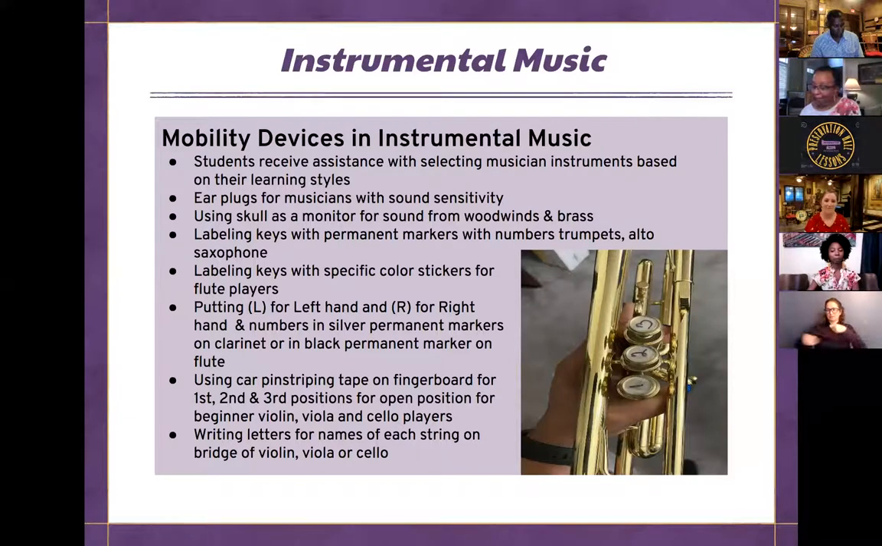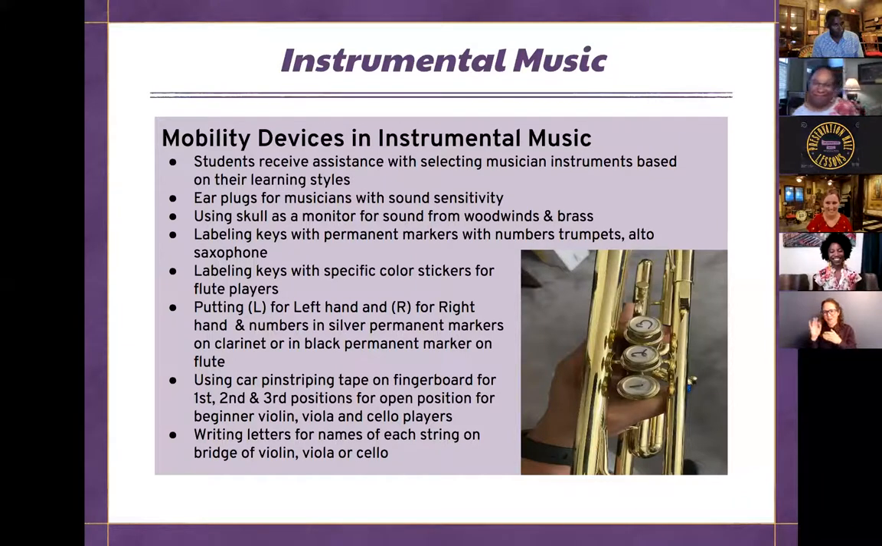So this ensures success, but in Montgomery County, we are trained to make sure that we're not going to the student with a disability and just pointing this out, saying, okay, you need this, you need that. So what we try to do is make all the students that are participating in that class receive the same startup benefit. Now, for those of you who have children and you're renting instruments, don't get upset that the permanent marker does come off. The more they practice, the more it rubs off.